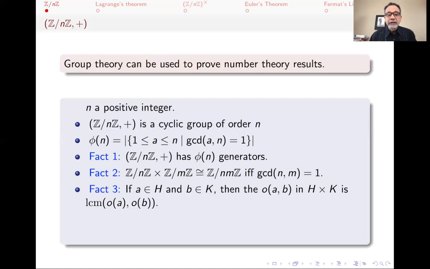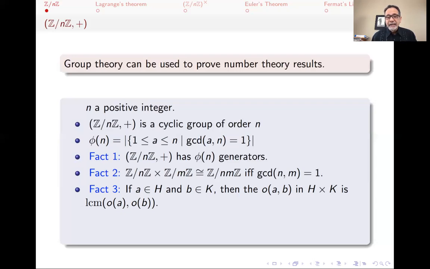And so why does fact 2 follow from fact 3? Well, if the greatest common divisor of two integers is 1, then the least common multiple is their product. If you make a pair of elements, one a generator from Z mod nZ and another from Z mod mZ, then you will get an element of order nm, and that will be a generator for your resulting group, and that will be cyclic.